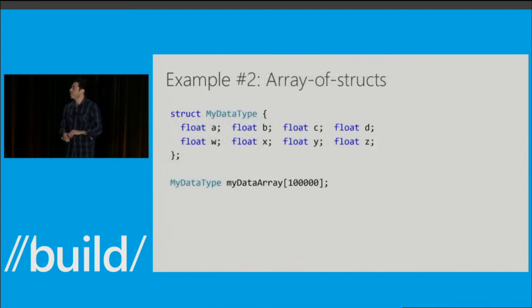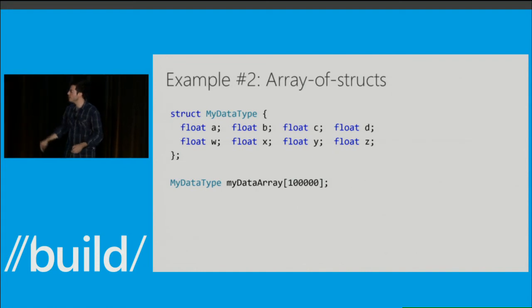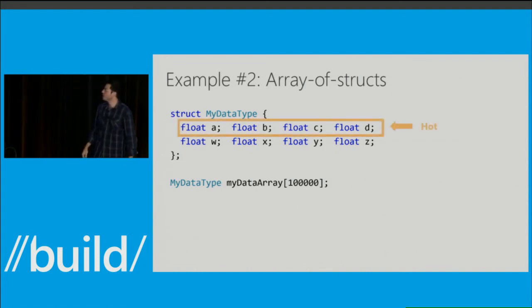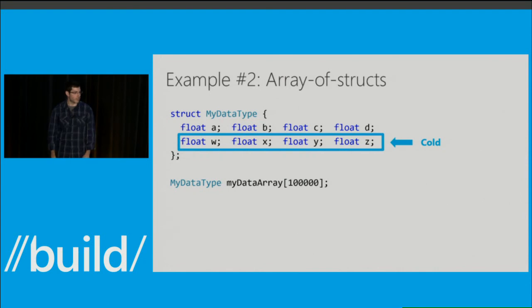The second example I want to do is array of structs. So let's say I've got this struct called MyDataType. It's got 8 elements in it, floats A, B, C, D, W, X, Y, and Z. And I've got this big array of these MyDataType things. Let's just say I happen to know that my A, B, C, and D fields are really hot. They really matter for computations, and my W, X, Y, and Z are really cold. So maybe these are the final results of some complex computation, or whatever. I'm sure you can think of examples for that.